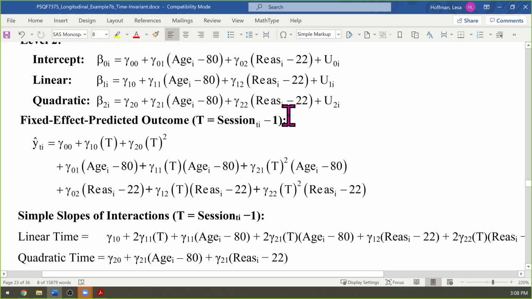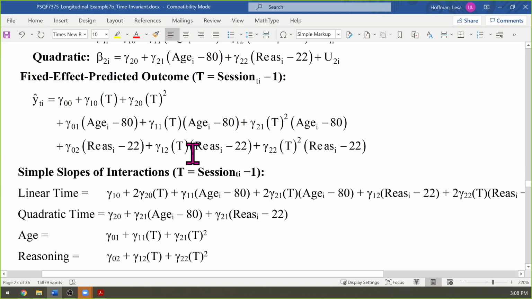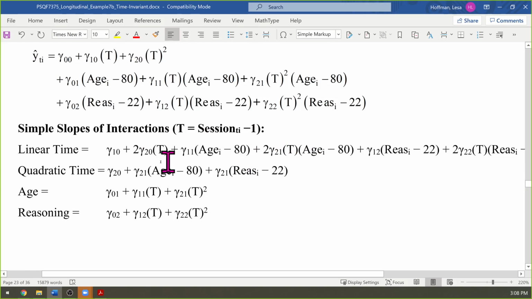And then I have all of the ingredients for how the model tells you what the linear effect of time should be at any occasion and for any person. And this is still wrong. It should be 2:0 for that one. And quadratic time for any age and any reasoning. Age at any occasion and reasoning at any occasion as well. So the exact same ideas as before. You go into the fixed effects, you pull out the terms that have whatever you're trying to estimate, factor it out, and then what's left is how the model tells you what the simple slope should be.